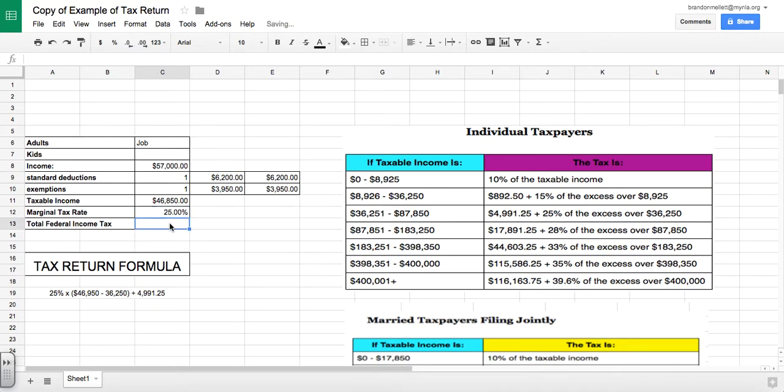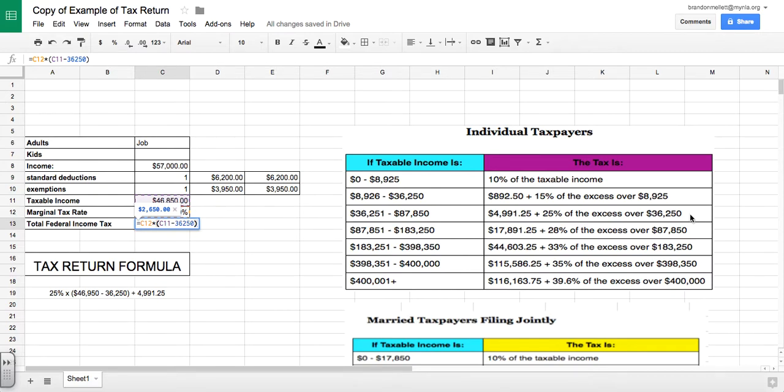The way we do this formula is fairly simple. We're going to go equals, click on our 25%, multiply, open brackets, click on our taxable income, then subtract $36,250. I got that amount from the tax bracket right here. This is considered the excess over this amount. So 36,250 is what we subtract.